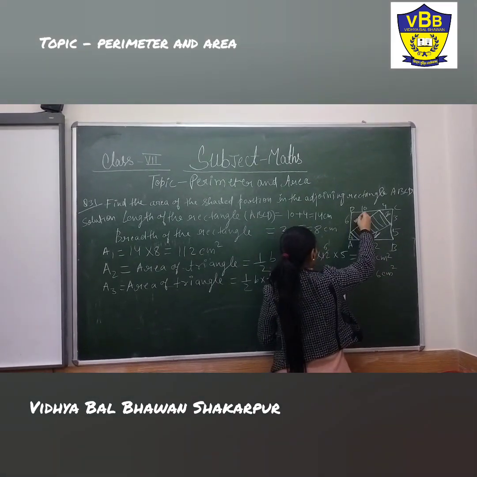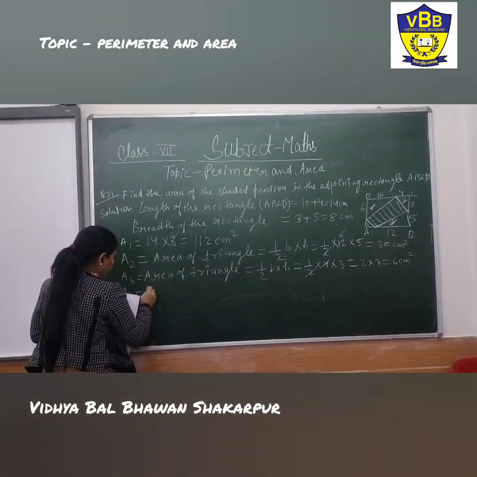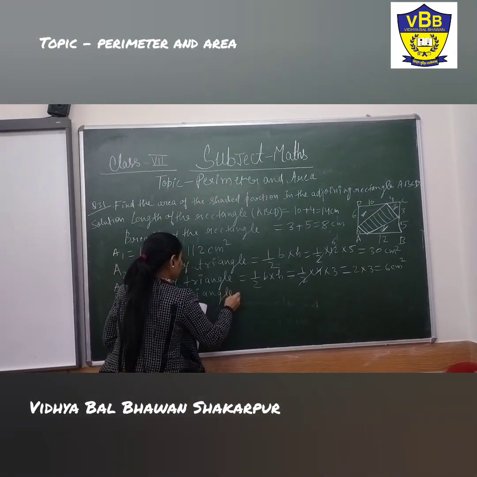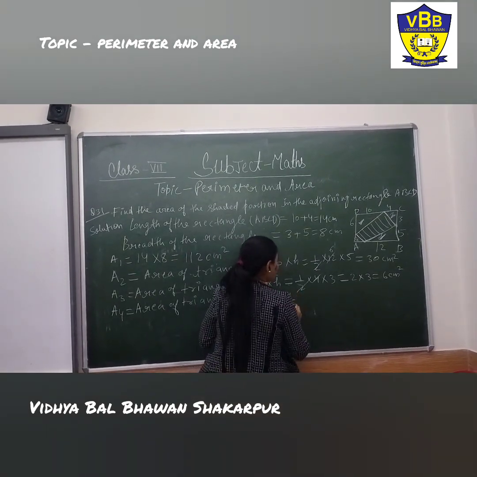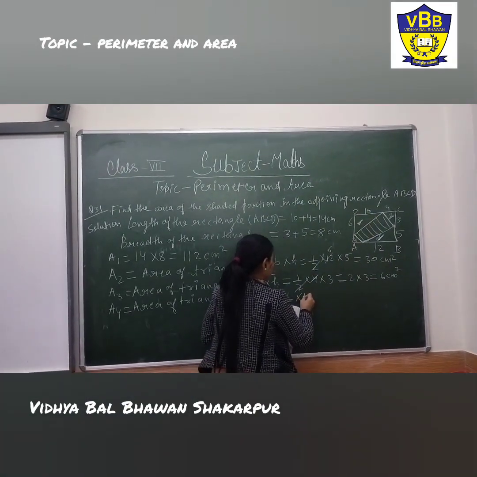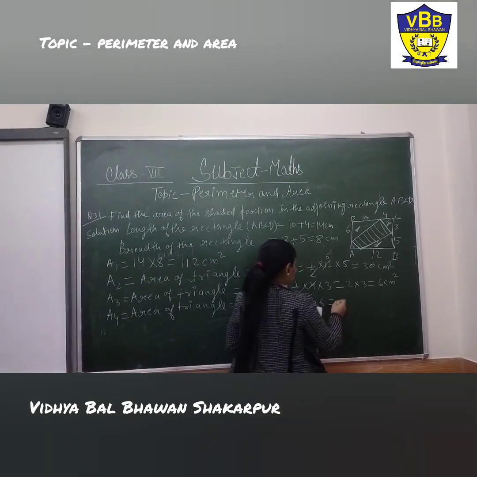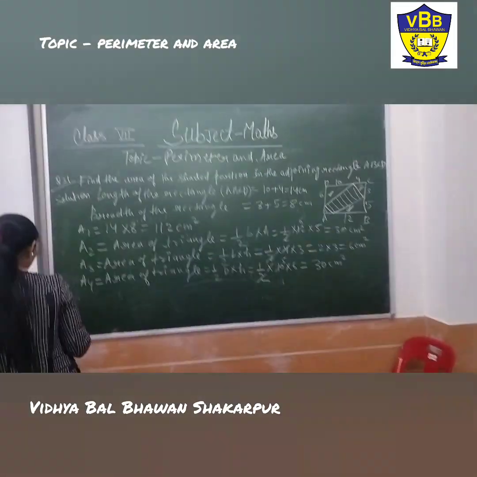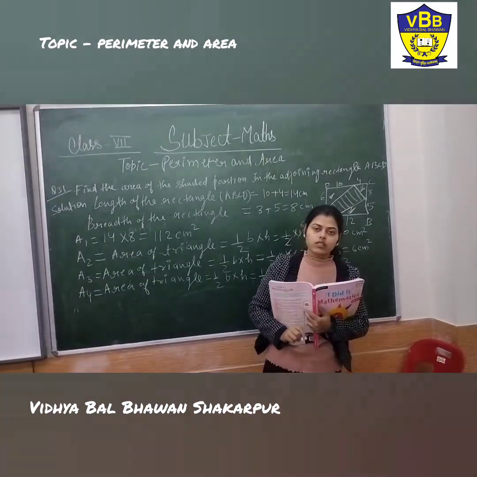Now let's calculate the area of this portion, and the name of this I am taking as A4. Area of triangle, half base into height is equal to half, and the base is what? It is given, base is 10 centimeter, right? So 10 centimeter multiplied by 6, 2 5s are 10, 30 centimeter square. So in this way you can calculate A1, A2, A3, A4. We have calculated all the parts of this given figure.